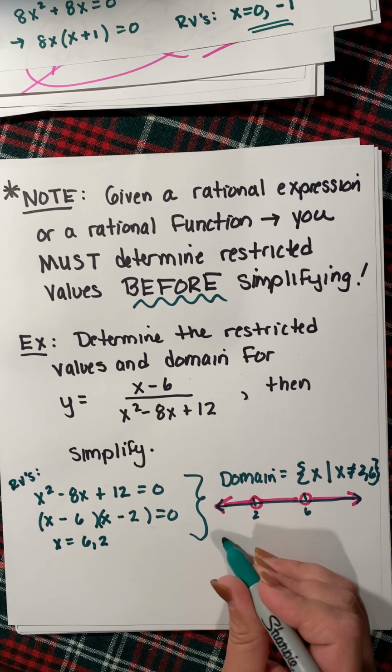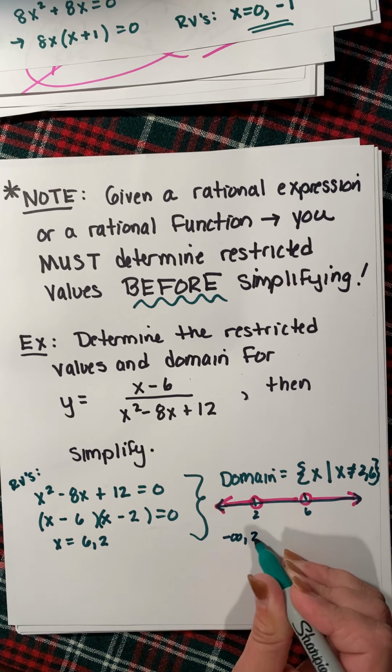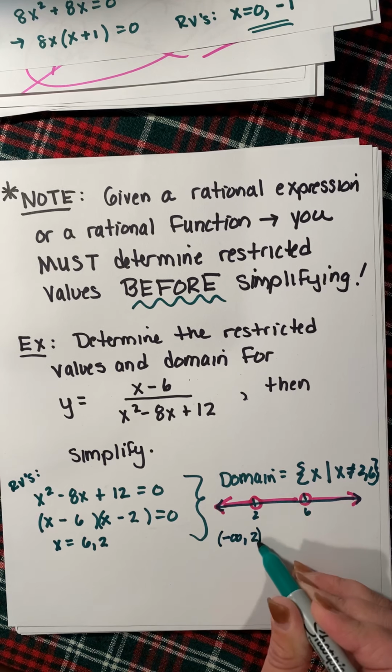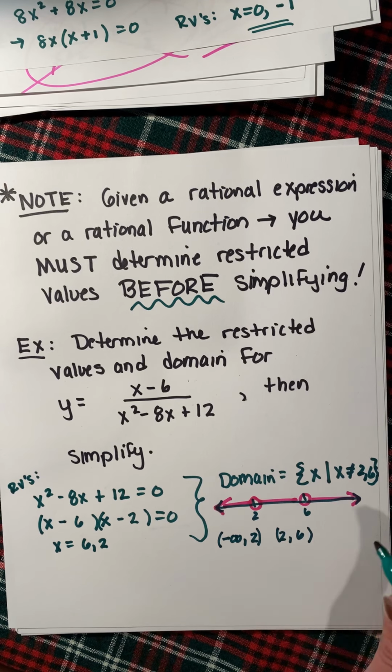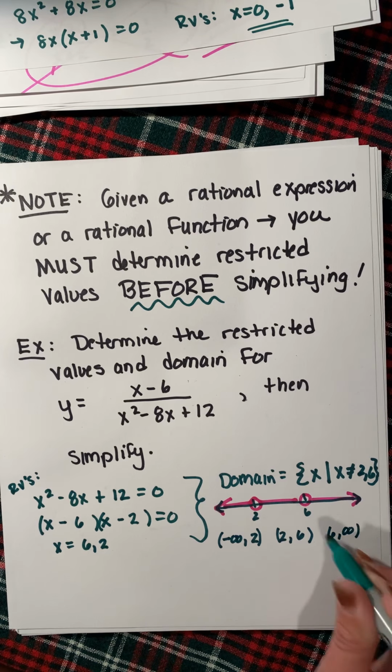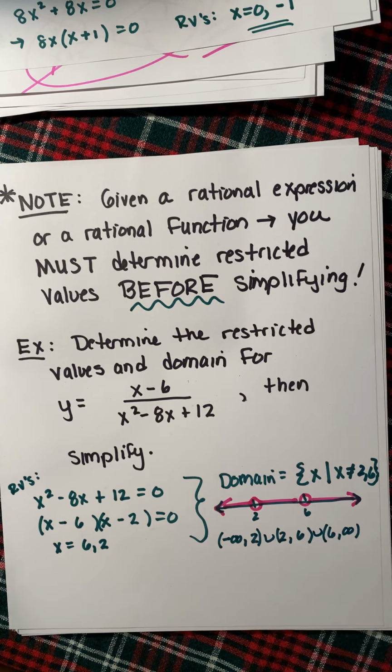So this left arrow indicates negative infinity. So everything to the left of 2 is negative infinity to 2, not including 2. Between 2 and 6, and then 6 to infinity. So there's the domain. Now let's simplify.